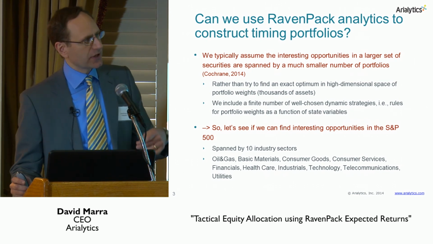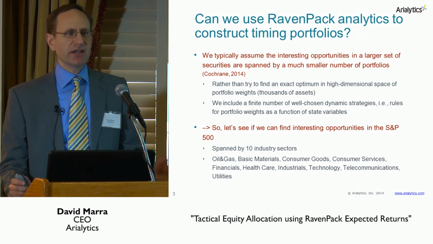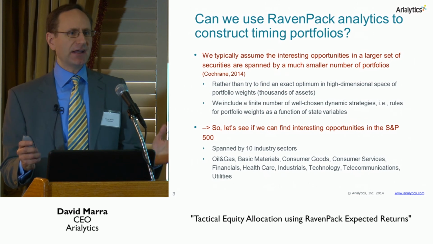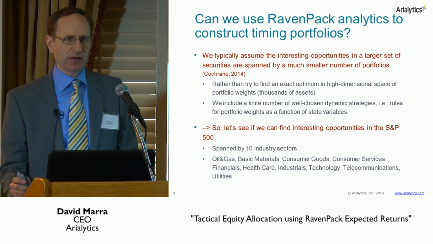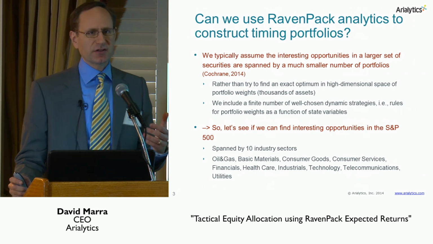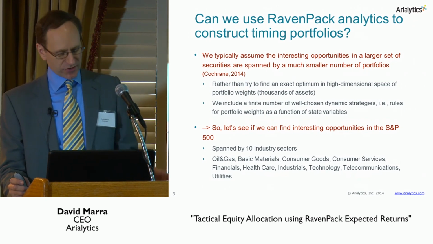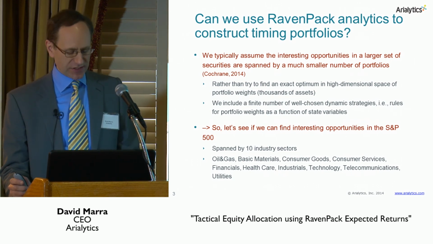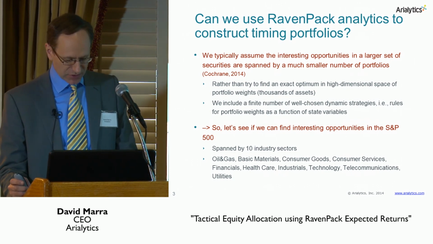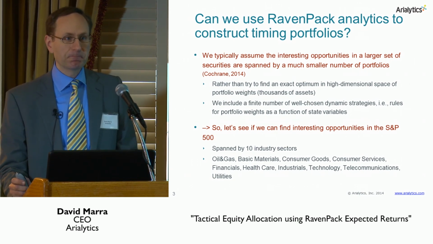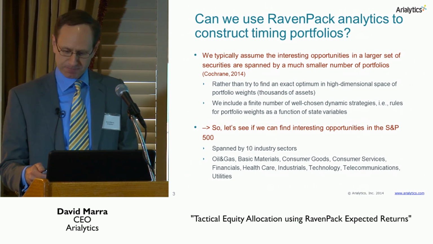So what we did was we said, okay, let's take that intuition and apply it to the S&P 500. The logical thing with the S&P 500 is let's just take the 10 industries that compose the S&P 500, the way index people sort of do. So we've got 10 industry sectors that span the opportunity set of the S&P 500, and they're the industries that you're familiar with: oil and gas, basic materials, consumer goods, so on. So that was our starting point and our motivation.